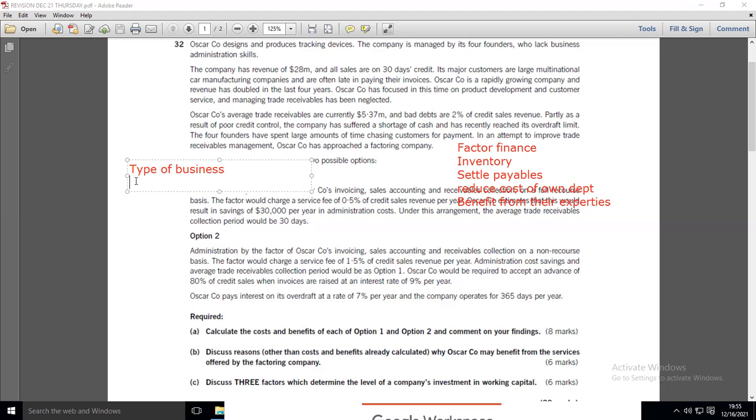Type of business, company policy, management, risk appetite. So what policy has the company chosen? What business are you in? And what is the level of risk appetite that management has?